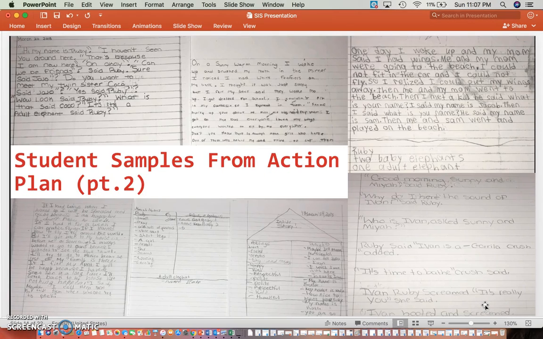Here are a few more samples from the action plan, specifically what I took from my student samples. Again, we have our inside story, our character development, dialogue tags, just working with quotation marks.